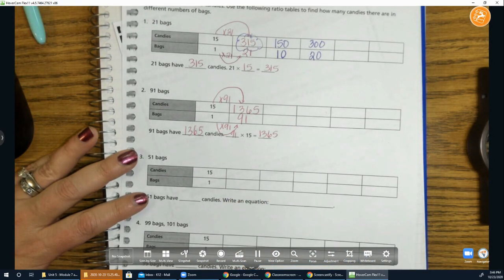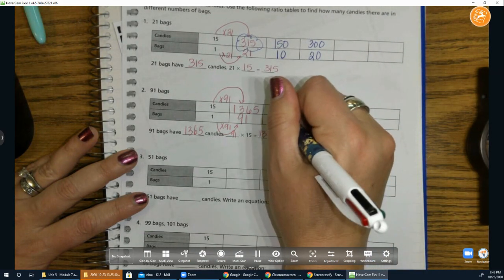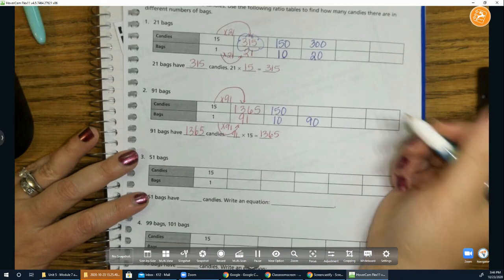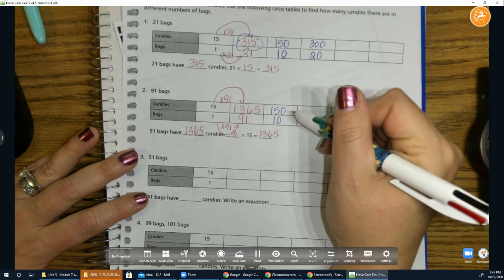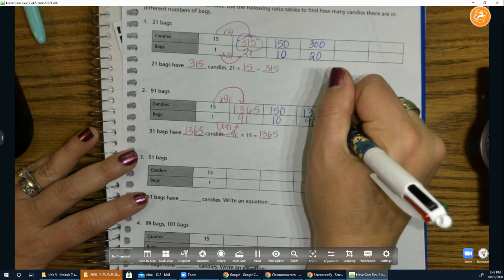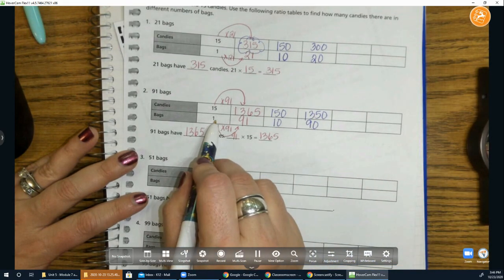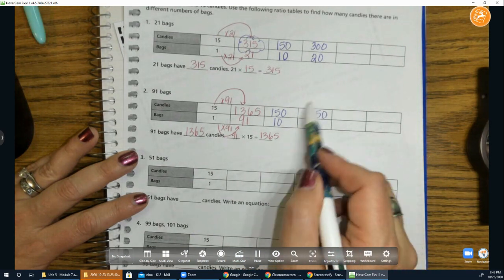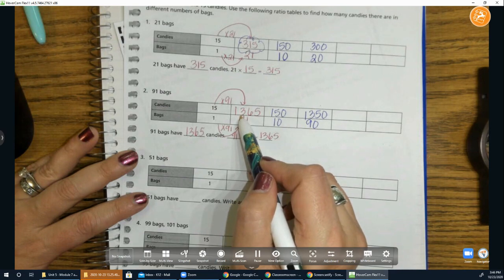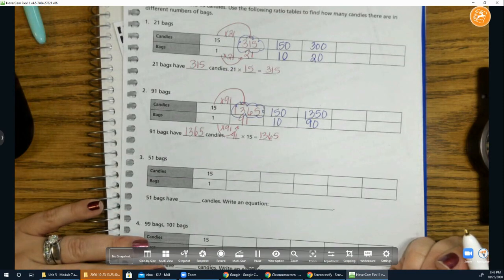Another way you can do this is, I know what 10 is. If 10 was 150, then for 90, all I have to do is multiply it by 9. 9 times 150 gives me 1,350. And then I take 90 and add 1 to get 91, so I take 1,350, add 15 to it to get 1,365. Either way, I get the same result.